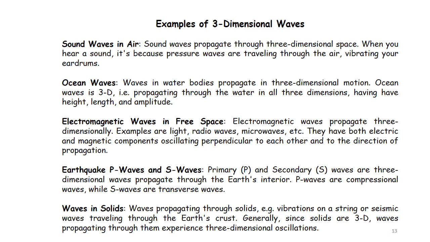We have examples of three-dimensional waves: sound waves in air, ocean waves, which is beyond the surface, those deep into the water body, electromagnetic waves in space, and earthquake P waves and S waves. Unlike the surface seismic waves, the P waves and S waves travel through the earth crust itself. And we have waves in solids. Solids are three-dimensional, so waves through there also will be three-dimensional.